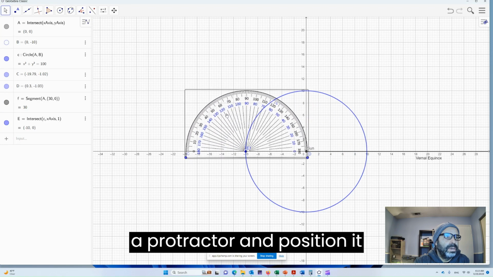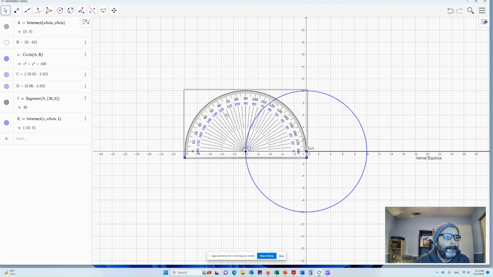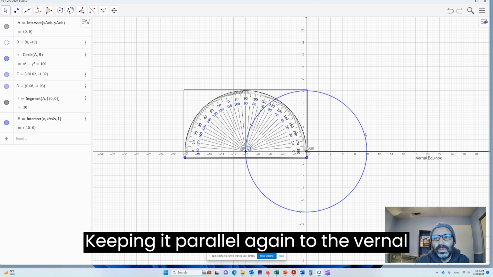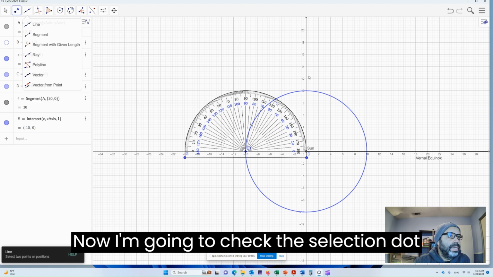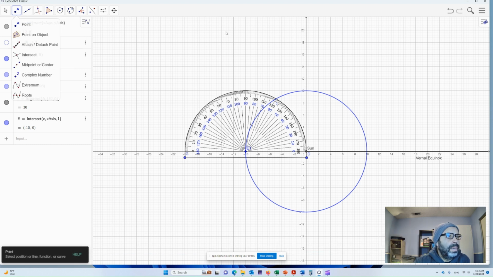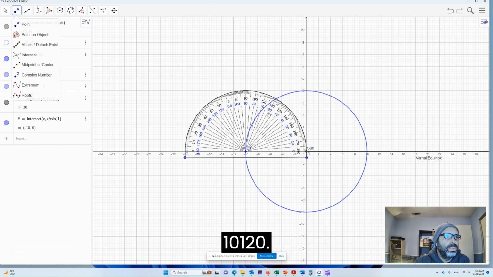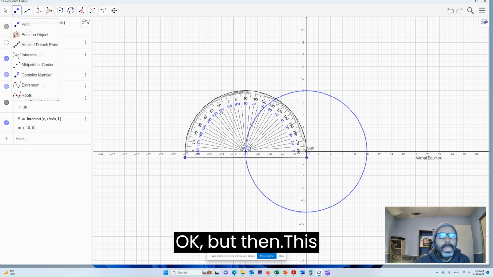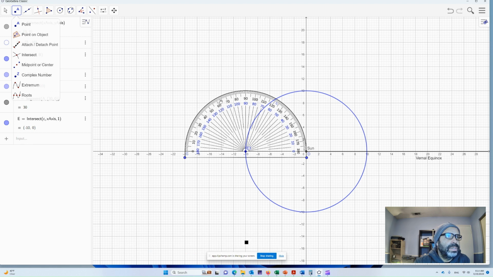So I'm going to take the protractor and position it on the Earth, keeping it parallel again to the vernal equinox. So that's easy. Now I'm going to take the selection tool in here, the drawing of points in here, and I'm going to find the angle. Remember, it's 118 degrees. So I'm going to go from 0 to 90 to 100, 110, 120. But then this is 110, this is 115, 116, 117, 118. So the point is going to be here.